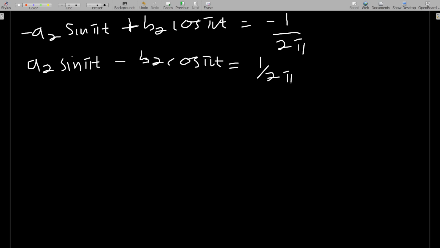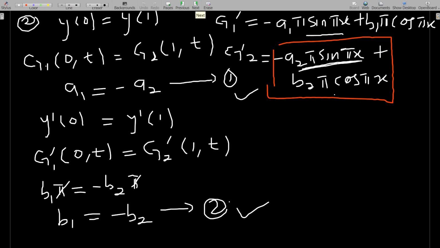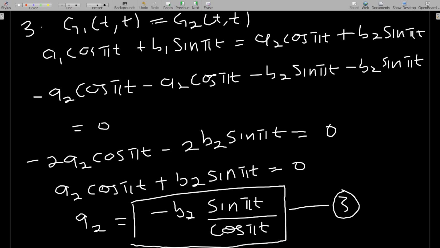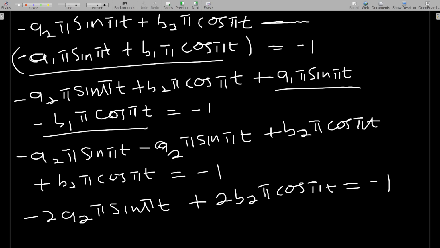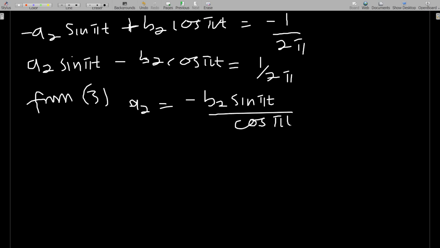Now if you remember from equation 3, the equation we named 3, let me go and show you. This is our third equation. A2 is this. So wherever you see A2, you put this there in the new equation you've gotten. From 3, A2 is actually equal to minus b2 sine of pi t over cos of pi t, right?